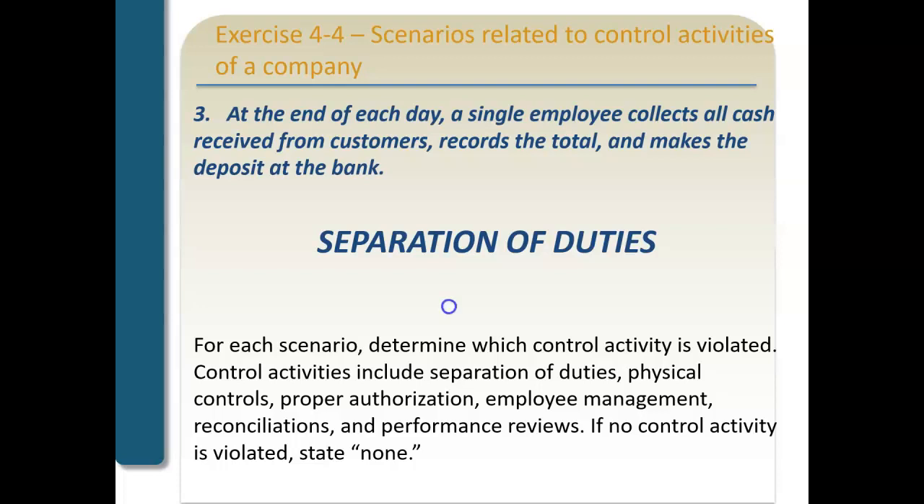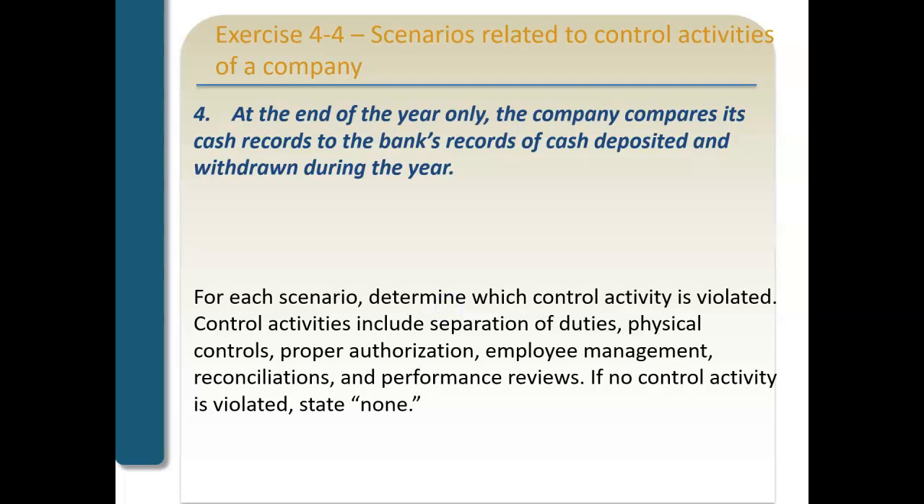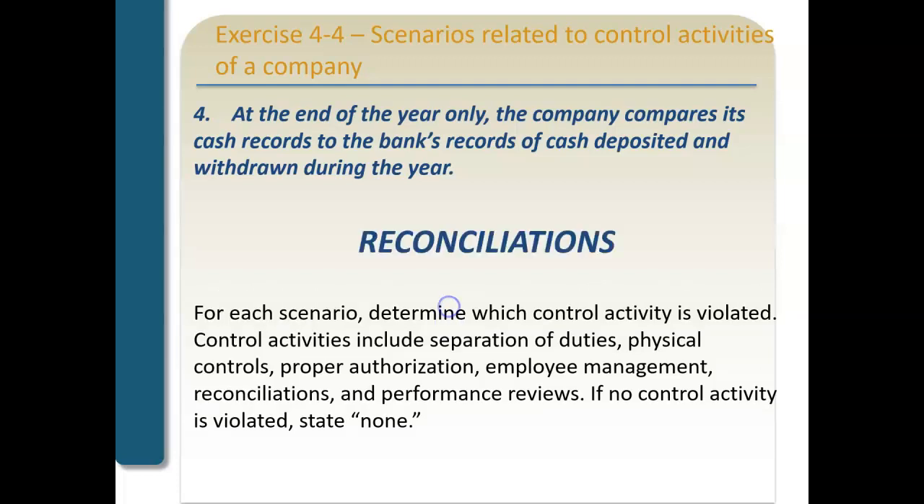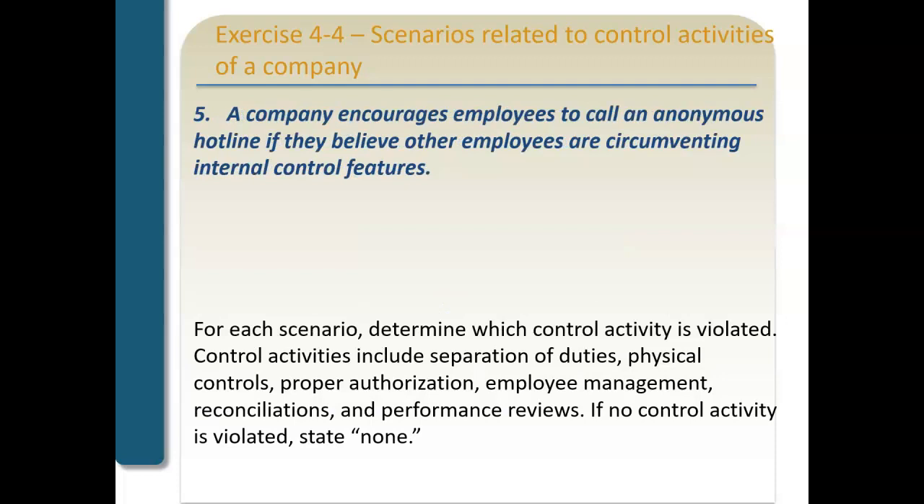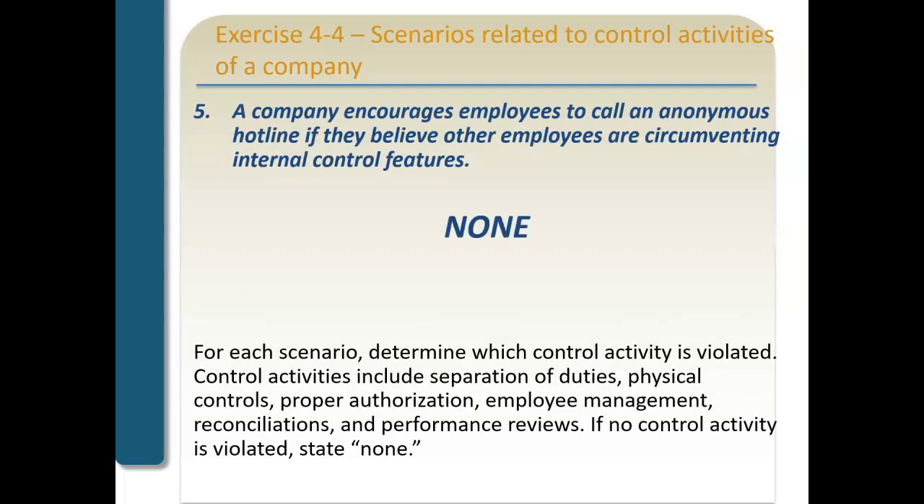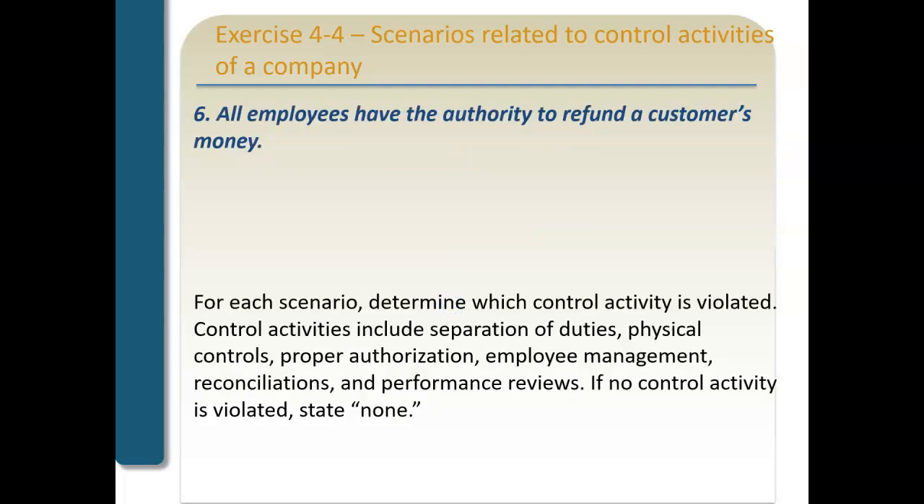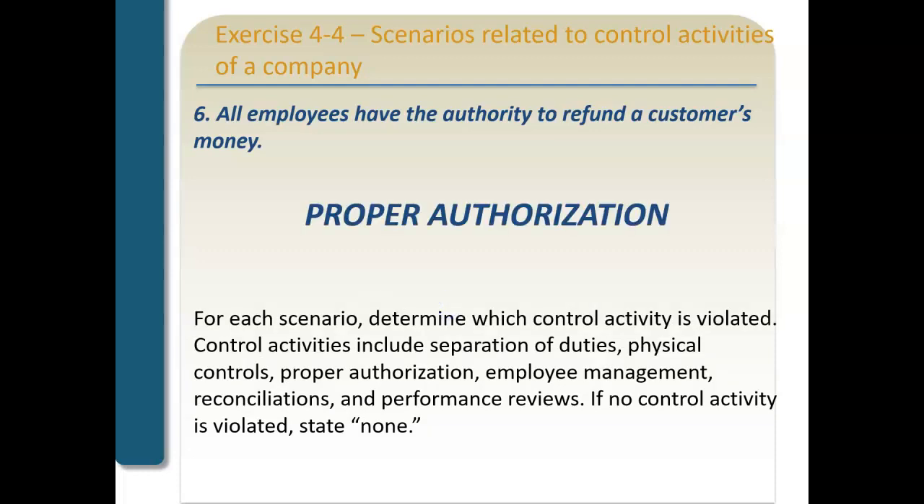separate jobs. At the end of the year only, the company compares the cash records to the bank's records. Those reconciliations should happen monthly, the bank reconciliations. Don't wait and do 12 at once. A company encourages employees to call an anonymous hotline if they believe other employees are circumventing internal controls. Nothing's being violated there. That's a good idea. All employees having the authority to refund a customer's money, not good. There should just be certain select people that have that authorization to do so. Correct?